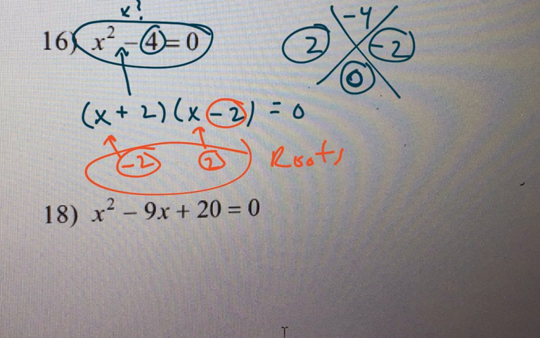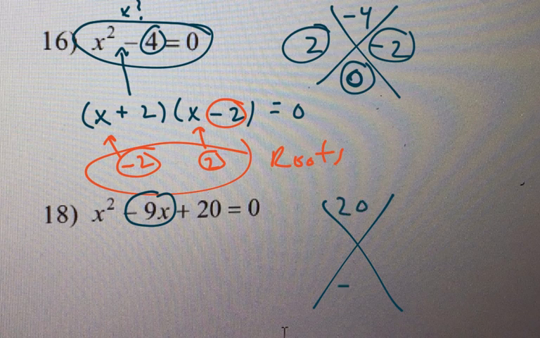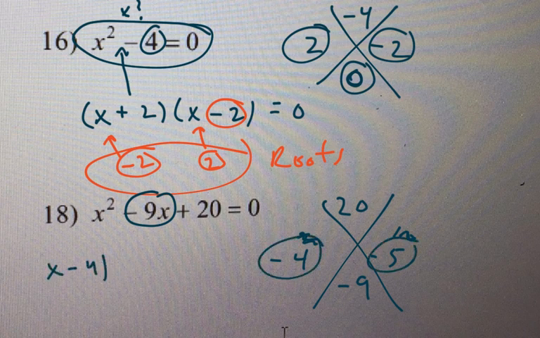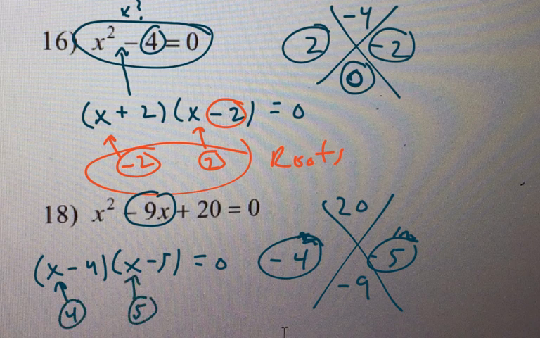All right, one more simple x method. This one, notice we have an x term, so this is a typical one all of you should know how to do. Now with 20, if I try 2 times 10, guys, there's no way to get 9. But if I do 4 times 5, 20, I can make them both negative and get my negative 9. So this tells me x minus 4, x minus 5, those are my factors, equal to 0. Right here again, I know 4 minus 4 is 0. Right here, 5 minus 5 is 0.